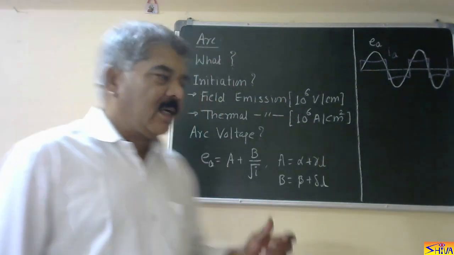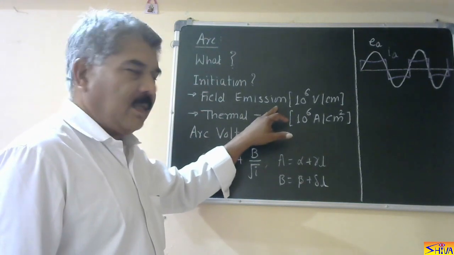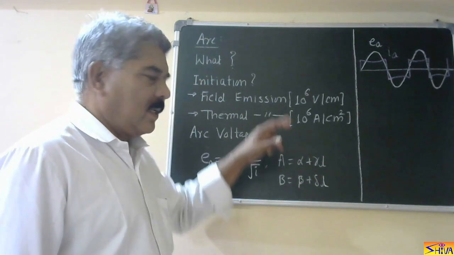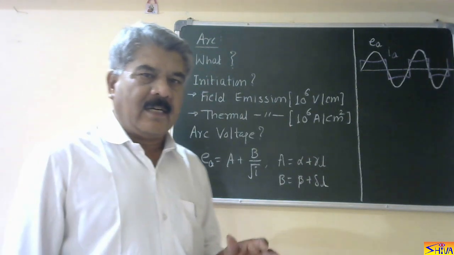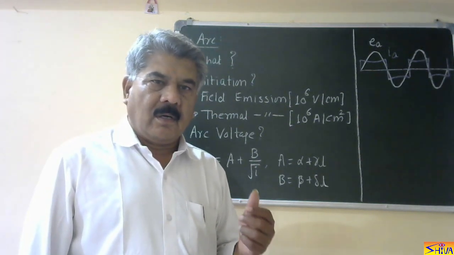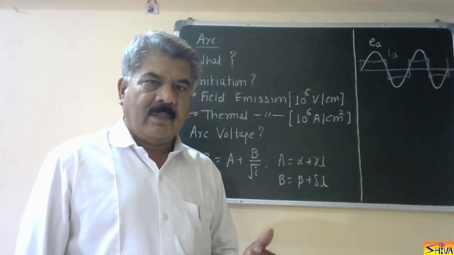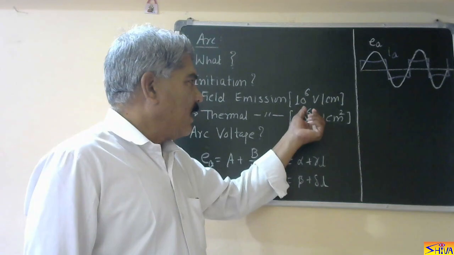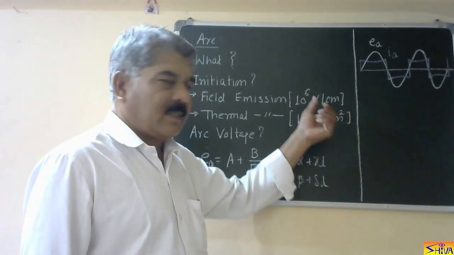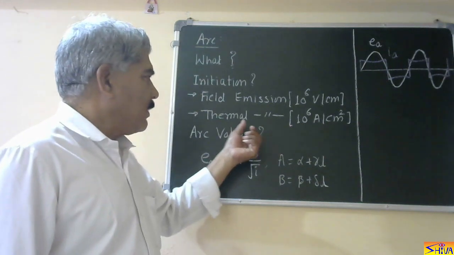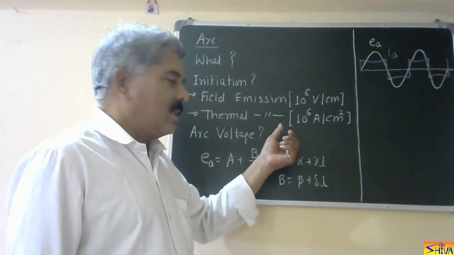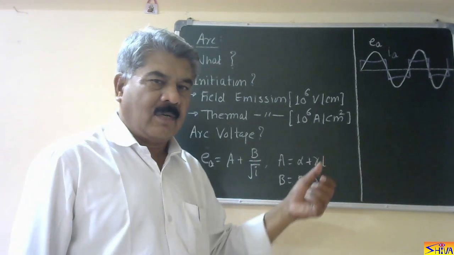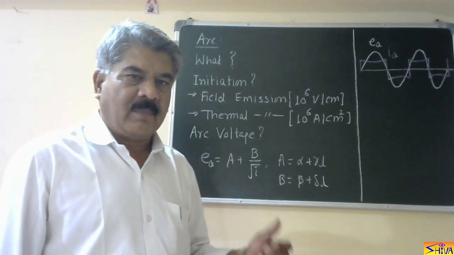Next is how this arc is initiated. So for initiation of the arc, there are two theories. One is called as field emission theory, second is called as thermal emission theory. According to field emission theory, if the voltage gradient, that is electric field on the electrode surface, is very high, then electrons are dragged from the surface of the electrode. So field required is approximately 10^6 volts per centimeter. Second theory is thermal emission. So this theory states that if there is very high current density, that is of the order 10^6 amperes per centimeter square, then electrons are emitted from the electrode.